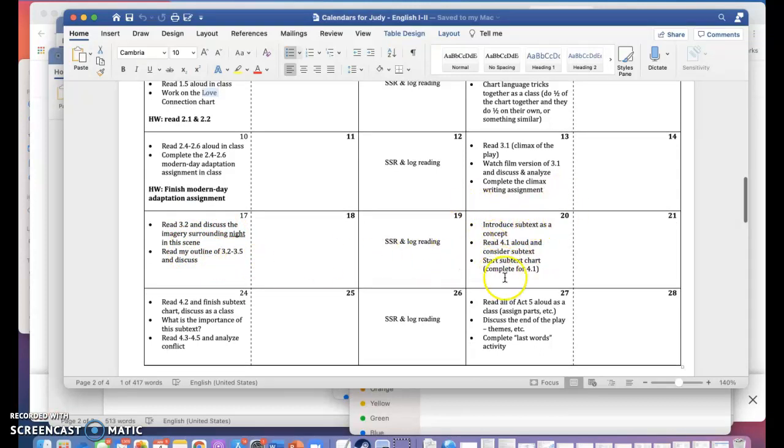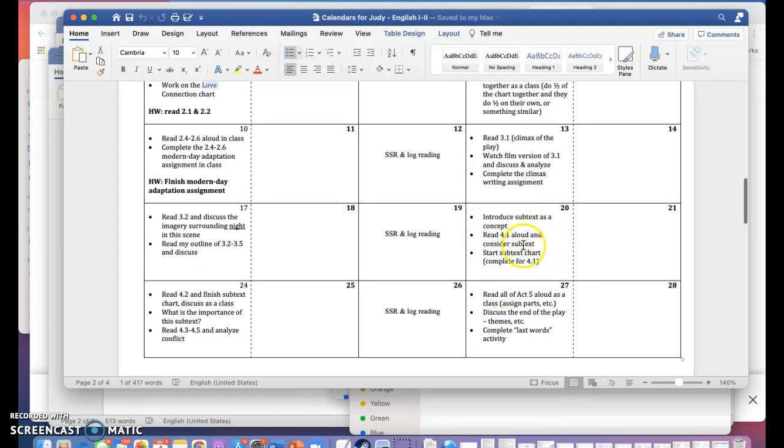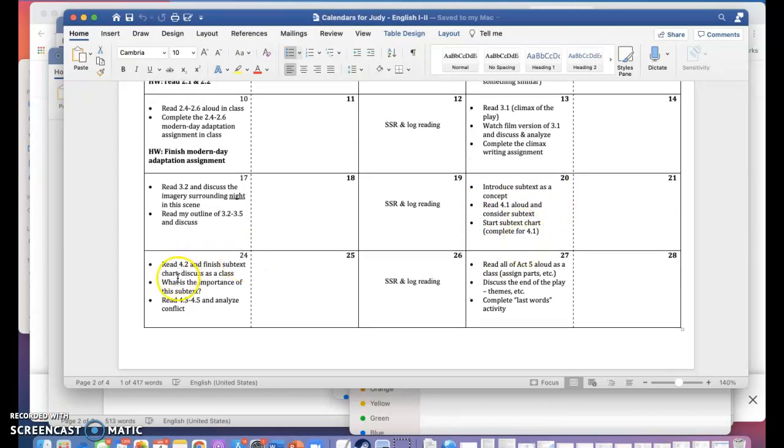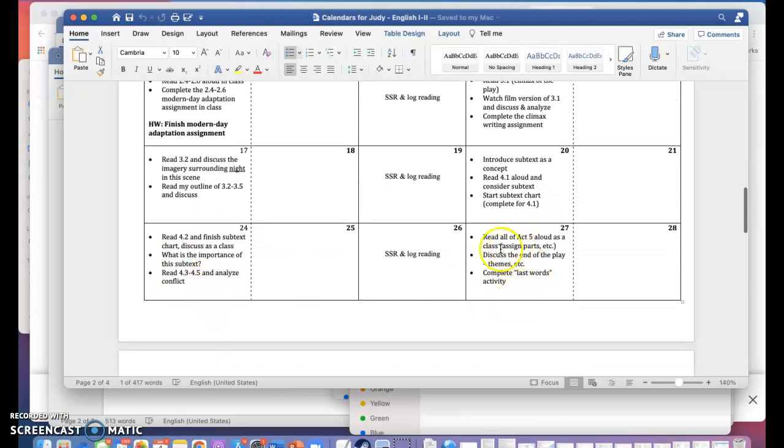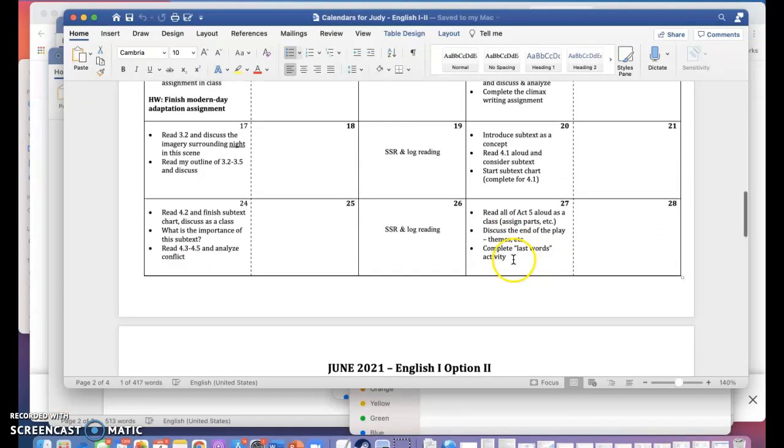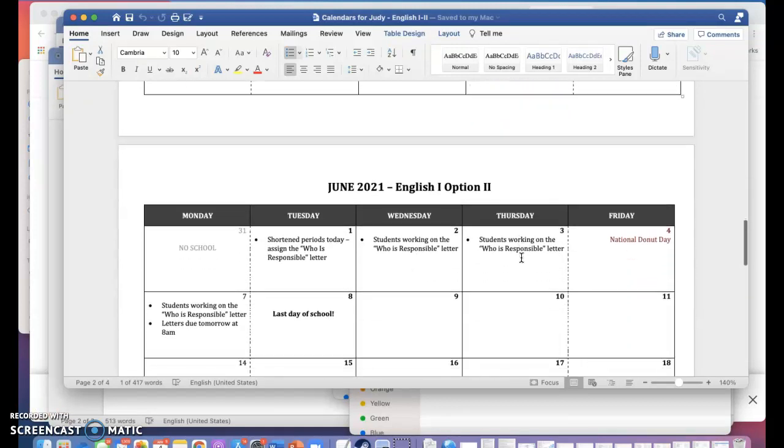You want to talk about subtext with Act 4 because that's the scene where Juliet's talking to her mom, and she's pretending to be sad about Tybalt, but really she's sad about Romeo. It's really fabulous, brilliant writing there. And then you'll finish subtext with the rest of Act 4 here. Act 5 is the last act. I like to act that one out. I do have a last words activity for you because, of course, so many people die.